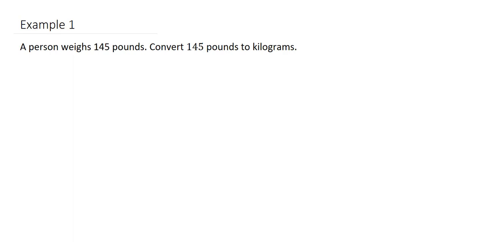Example 1. A person weighs 145 pounds. Convert 145 pounds to kilograms. Well, we need to know the relationship between pounds and kilograms. So 1 kilogram is equal to 2.2 pounds. This is how we abbreviate it: LBS for pounds and kg for kilograms.